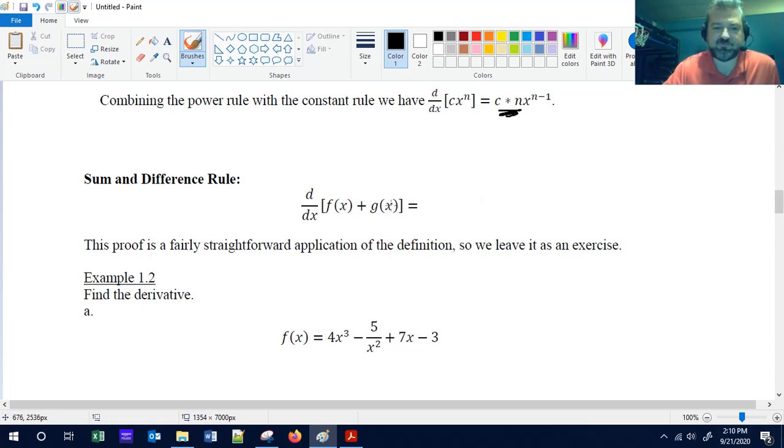Okay, the sum and difference rule. The derivative with respect to x of f of x plus g of x is equal to f prime of x plus g prime of x. That's a nice little easy proof. I'm going to leave that to you as an exercise in the homework.